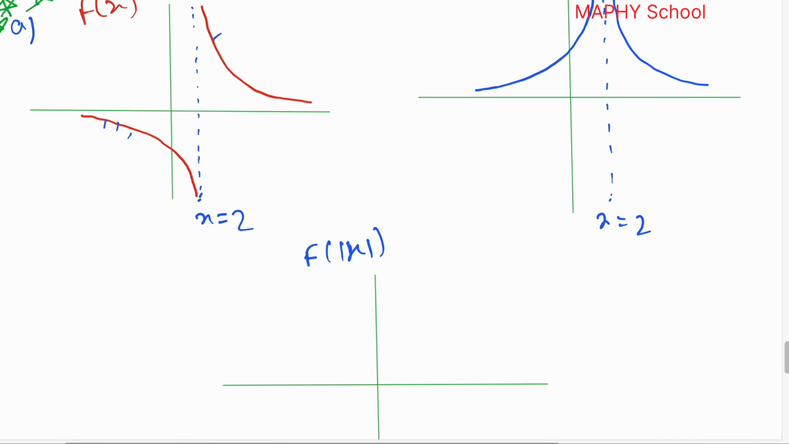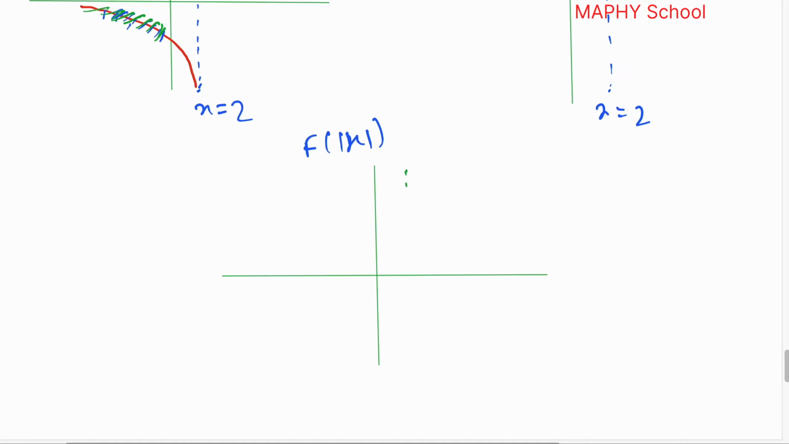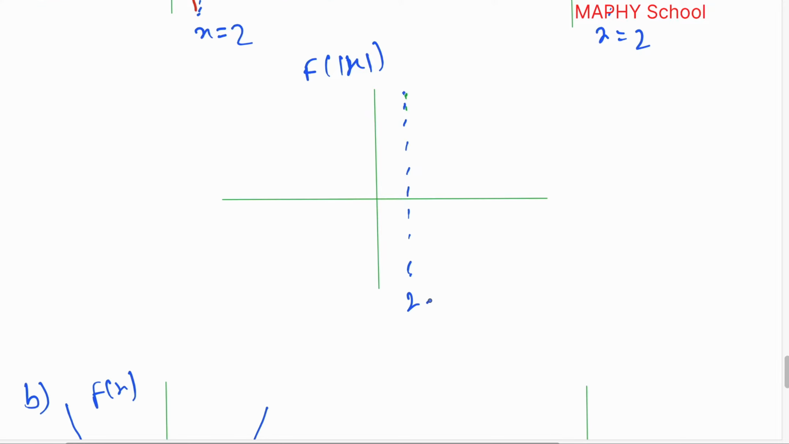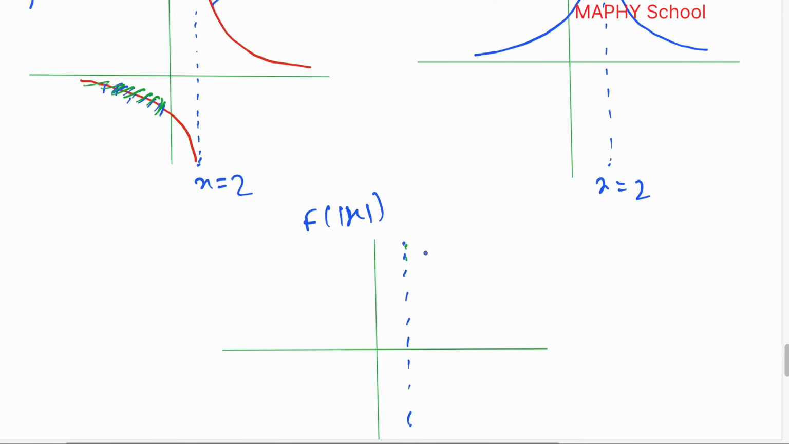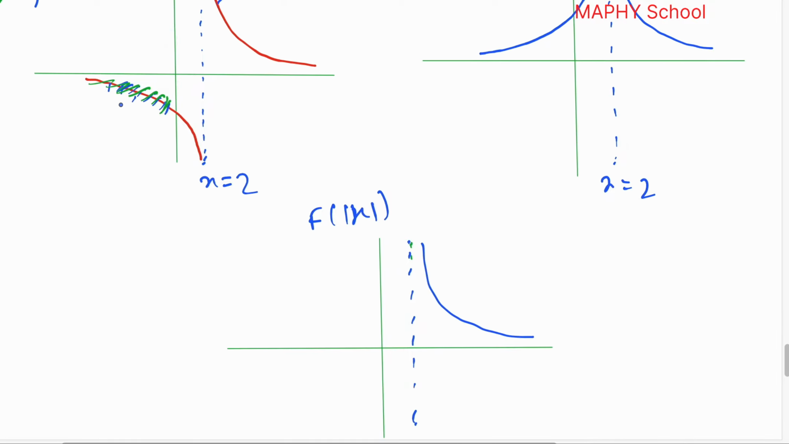That means we will erase this part. This is on the left hand side of the y-axis. We will erase this part of the graph. That means first of all, let's keep all the things the same. The asymptote will be here, x equals to 2. The curve will be here. Now this is on the right side, this is also on the right side, but this is on the left side.